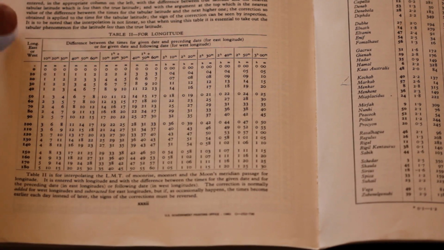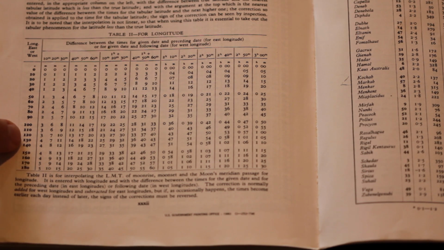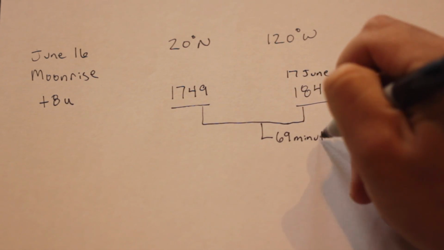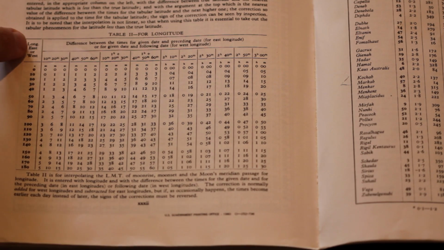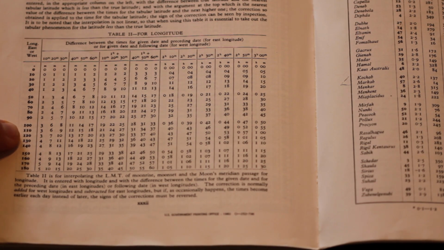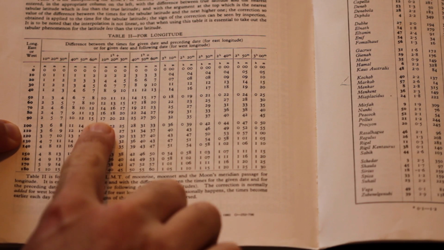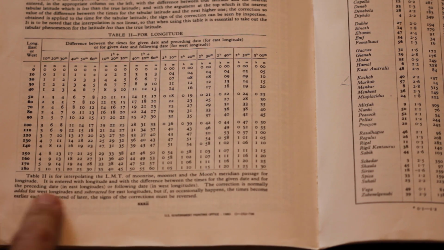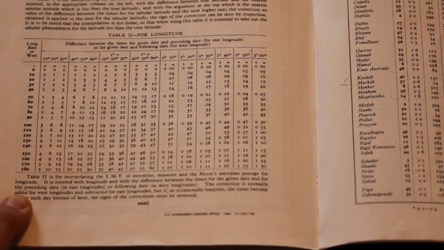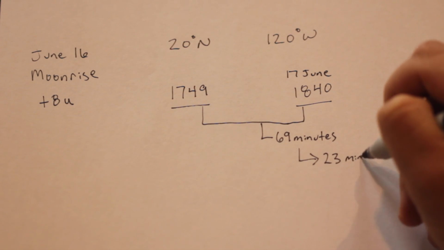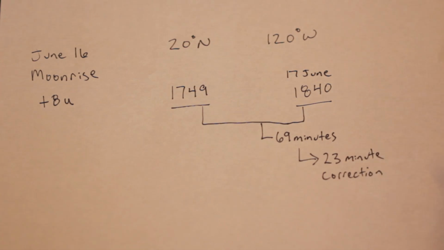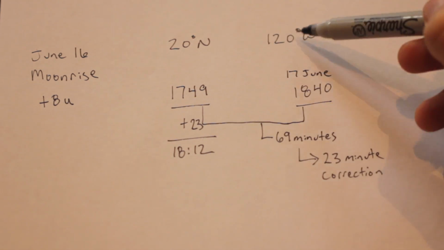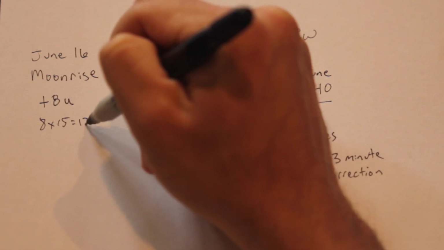So we'll take the values for June 16th and June 17th, then use both of them to help determine the final answer. Table 2 wants the difference between those times, which is 69 minutes. The Table 2 correction is therefore 23 minutes, and it needs to be added to the day we want. The instructions are at the bottom. They can remind you of what you need to do in case you forget. Next, we need to correct for longitude, but in this case, no correction is required because we're at the standard meridian.